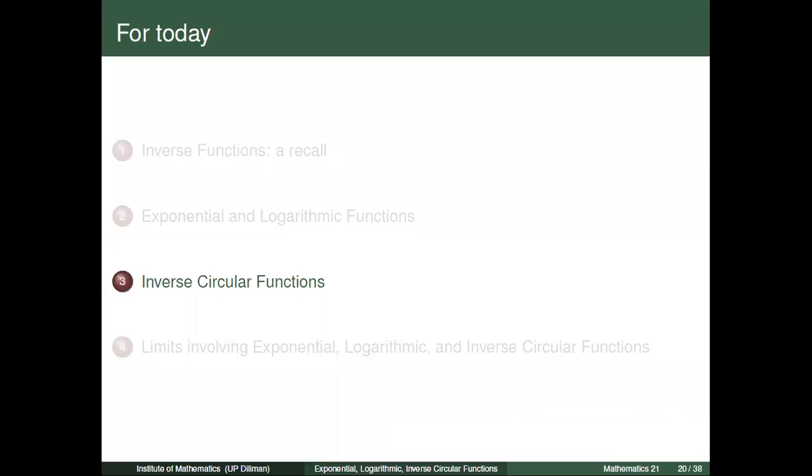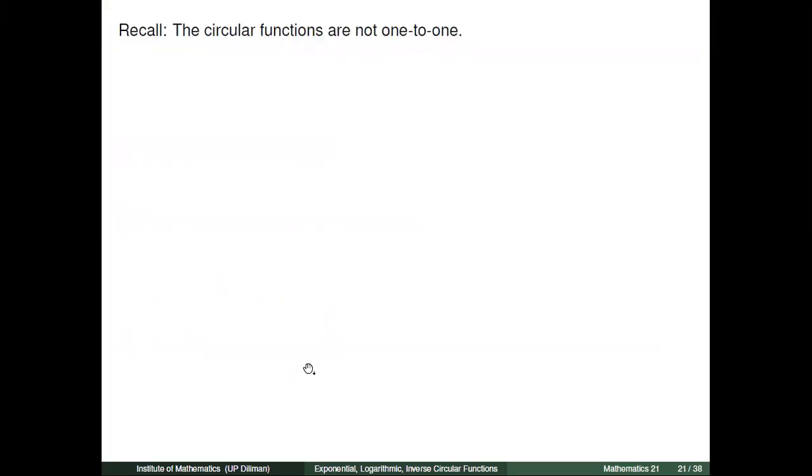In the next section, we tackle inverse circular functions. Now, recall that a function has an inverse only when it is one-to-one. But the circular functions are not one-to-one. In particular, they are periodic. So there are some horizontal lines that intersect their graphs at infinitely many points.